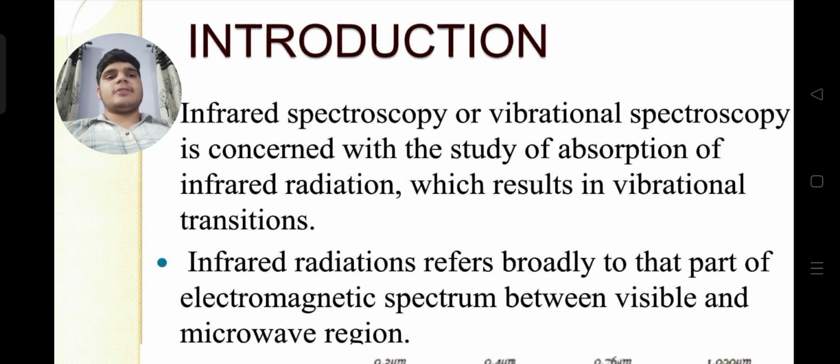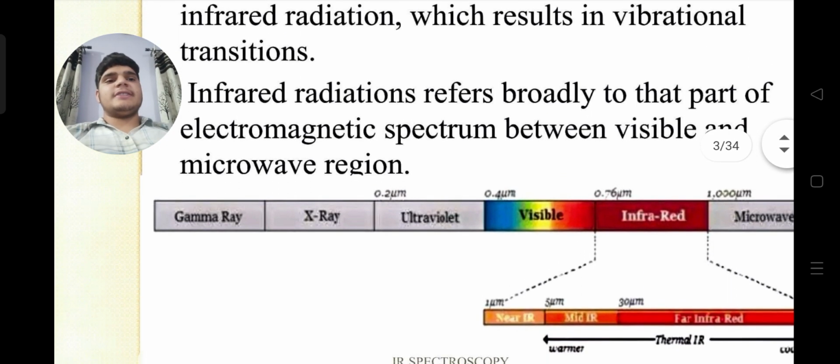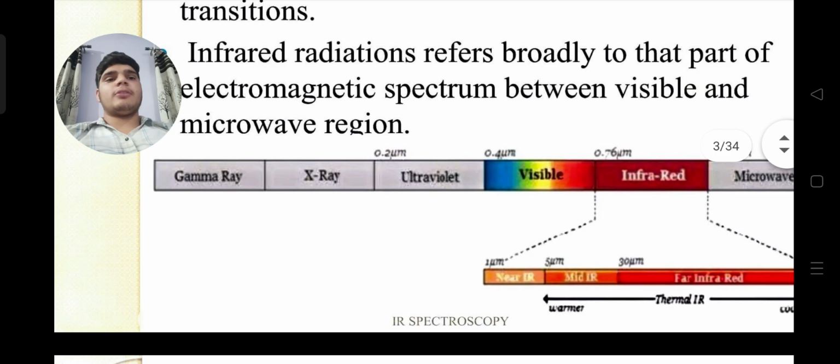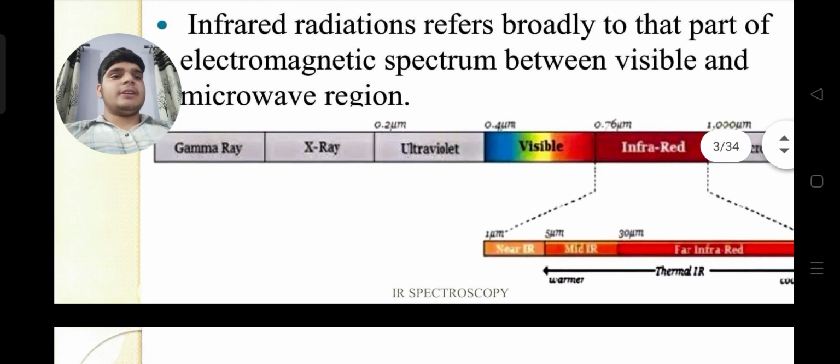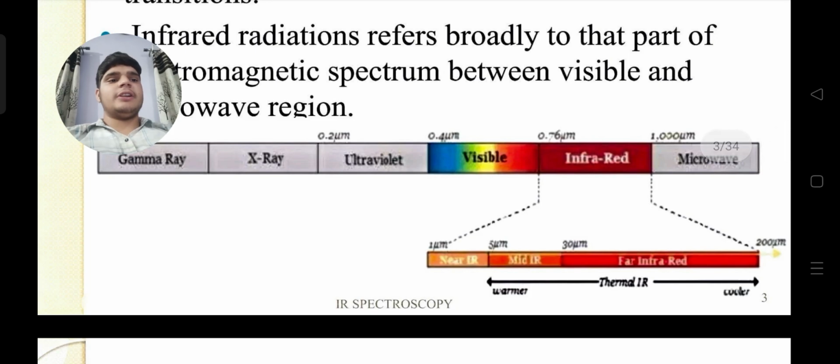Infrared spectroscopy, also known as vibrational spectroscopy, is concerned with the study of absorption of infrared radiations which result in vibrational transitions. Radiation refers broadly to the part of electromagnetic radiation that lies between the microwave and visible region. As you see in the figure, it ranges from 1 micrometer to 200 micrometer.